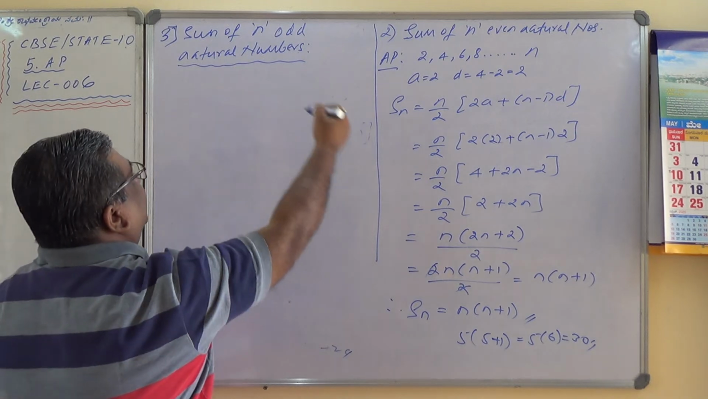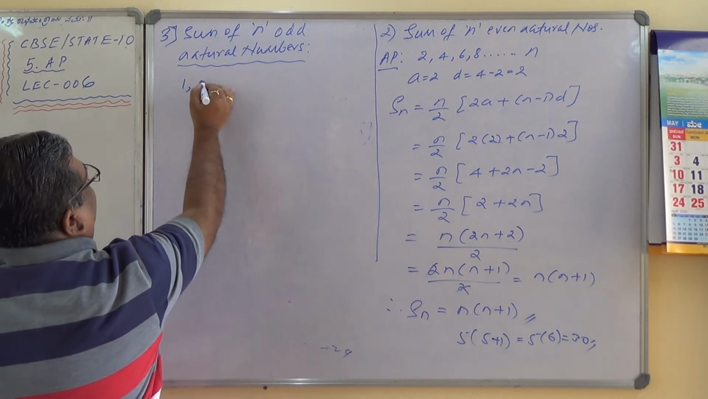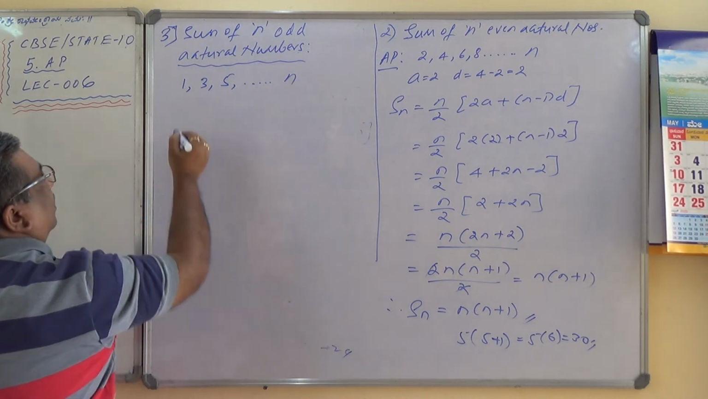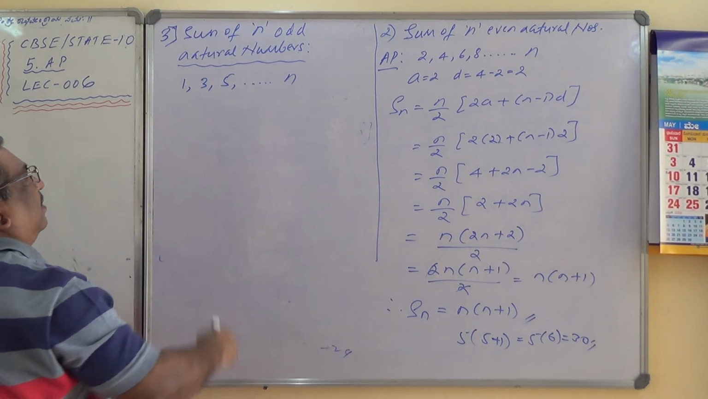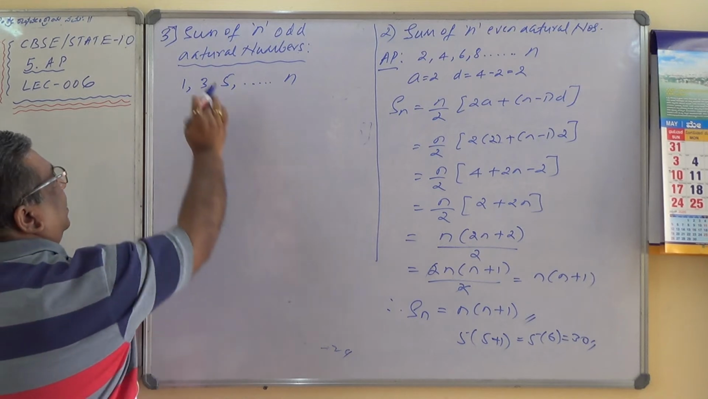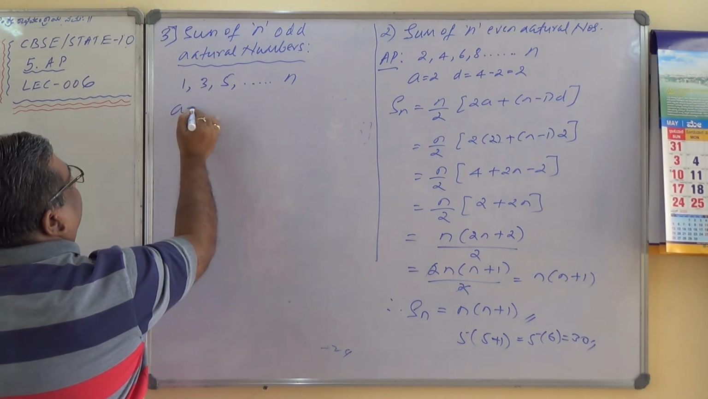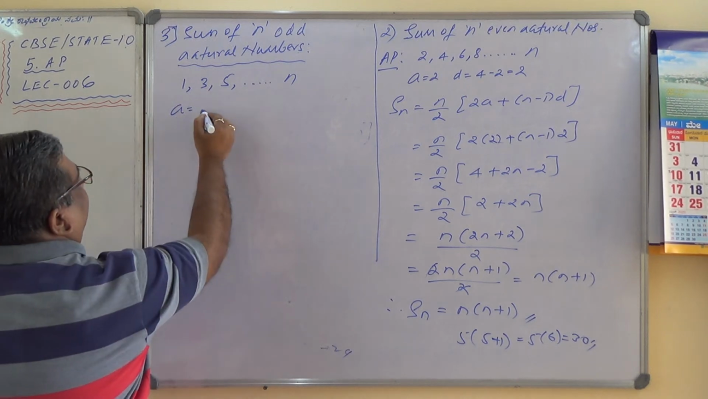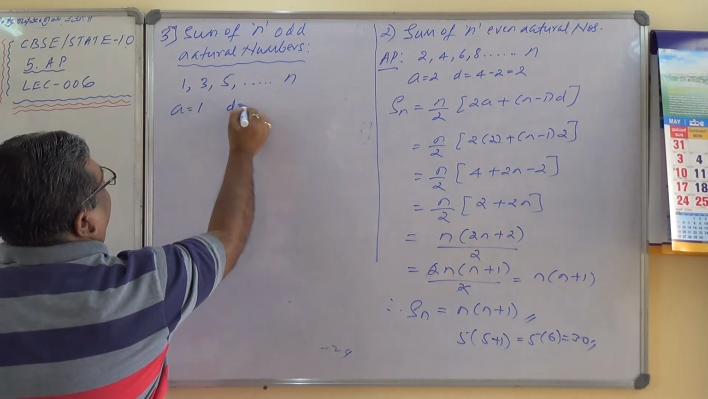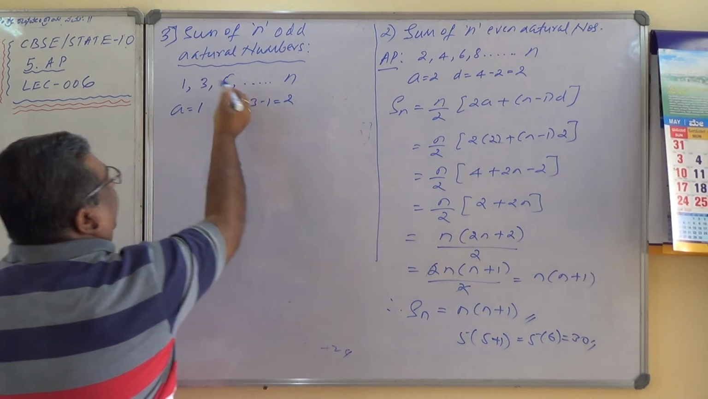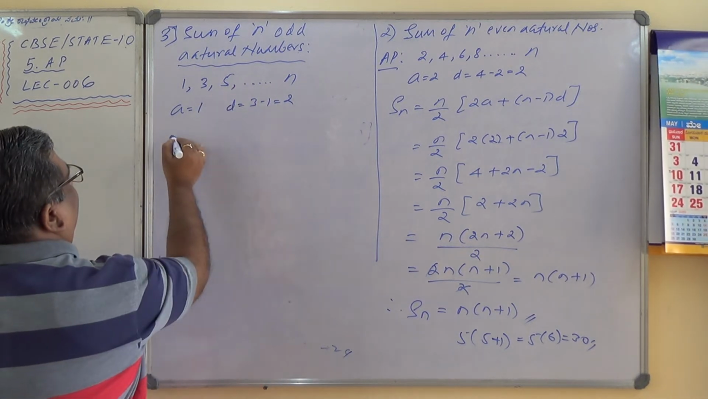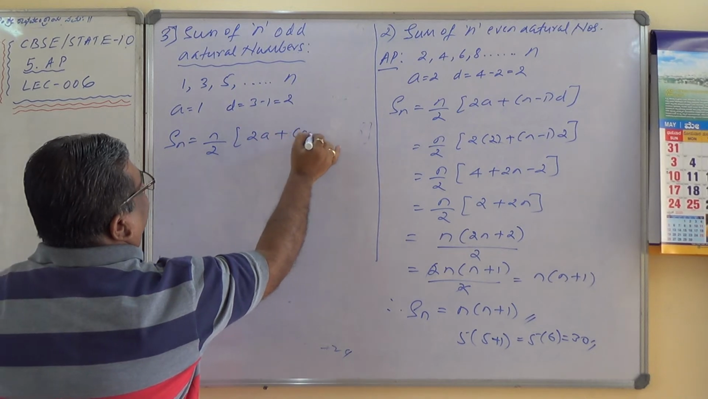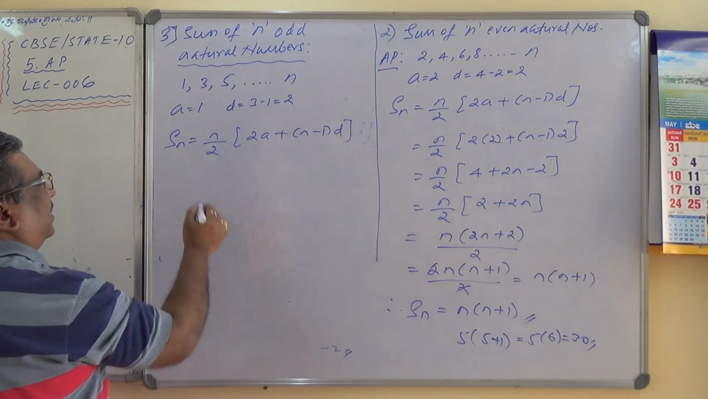So what is the first odd natural number? 1, 3, 5 continuing up to n. 1 is the first odd natural number and 3 is the next odd natural number. The least is 1. This is in AP, is it not in AP? The common difference is 2 everywhere. So a equals 1 and d equals 3 minus 1, which is 2, 5 minus 3, which is 2. Now Sn is given by n by 2 into bracket 2a plus n minus 1 into d. This is the formula that I am using.